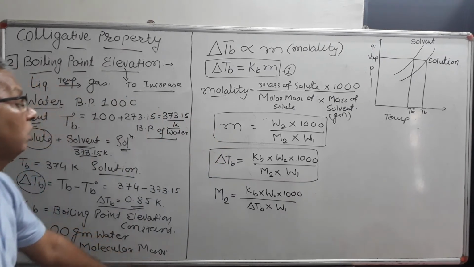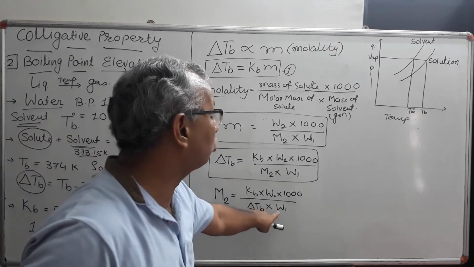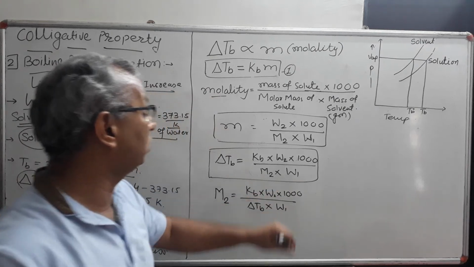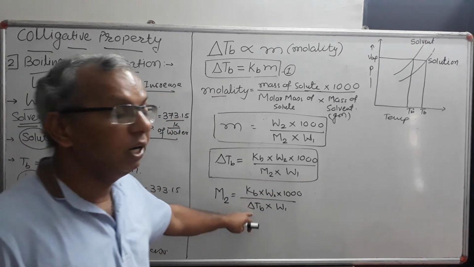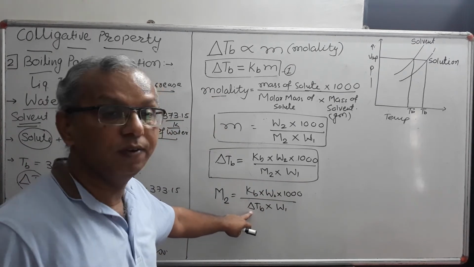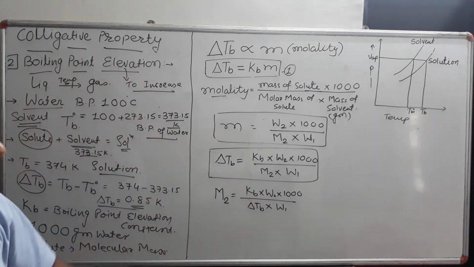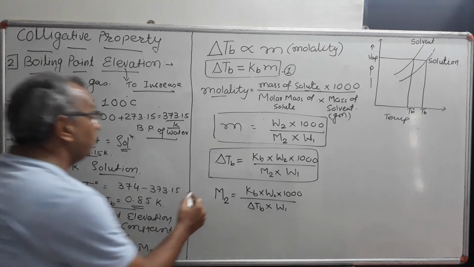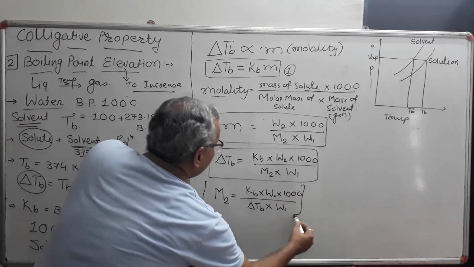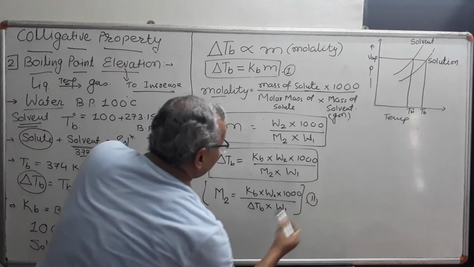So what is W1? W1 is the mass of solvent, W2 is the mass of solute, friends, delta TB is boiling point elevation, kb is boiling point elevation constant, and m2 is the molar mass of the unknown substance if it is not given. So this is an important formula, friends, equation number 2.